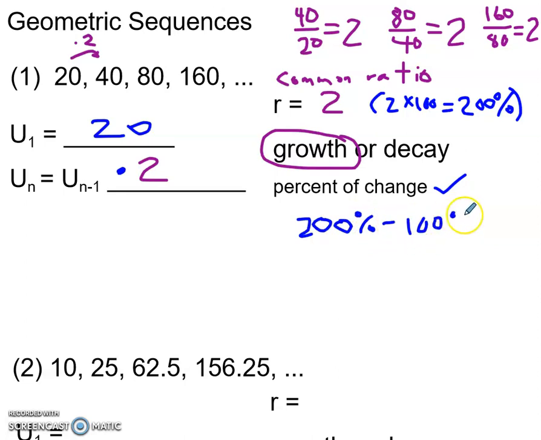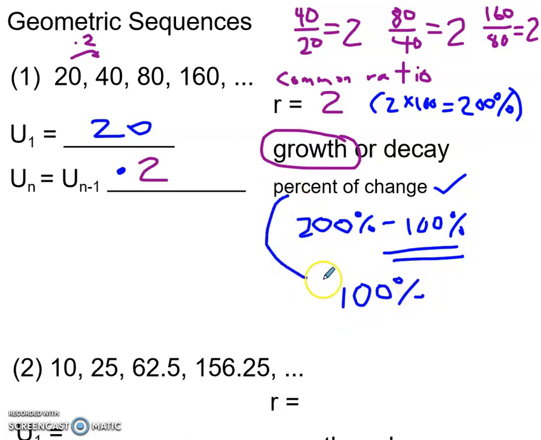Now the 100% that you're subtracting, this is what you're always doing. And you're always starting with the R value as a percent. So 200% minus 100%, and the answer is 100%. That is the percent of change. It's a 100% change, and it's a growth. That's which we circled here.